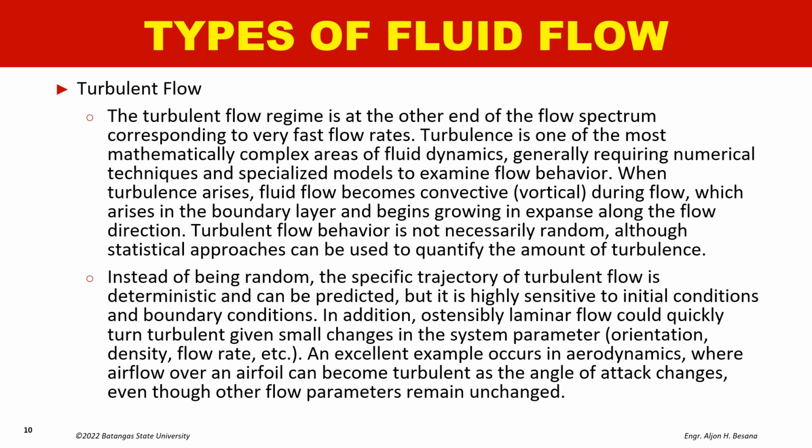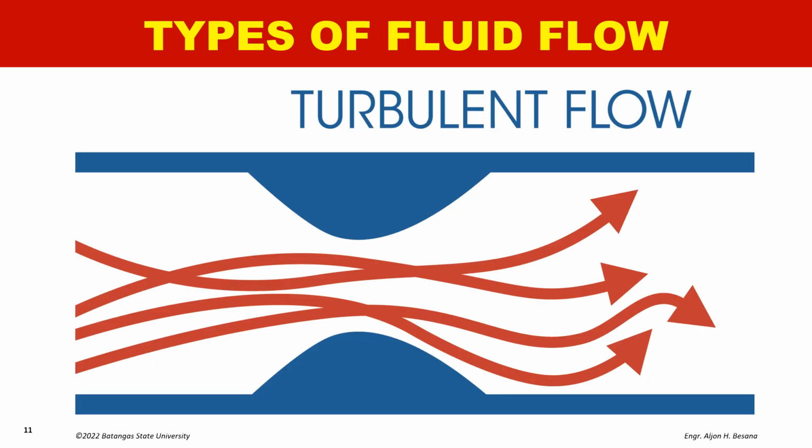In addition, ostensibly laminar flow could quickly turn turbulent given some small changes in system parameters: orientation, density, flow rate. An excellent example occurs in aerodynamics, where the airflow over an airfoil can become turbulent as the angle of attack changes. If you remember the airplane, it has this airfoil. As the shape or the angle of attack changes, the velocity also changes, even though other flow parameters remain unchanged.